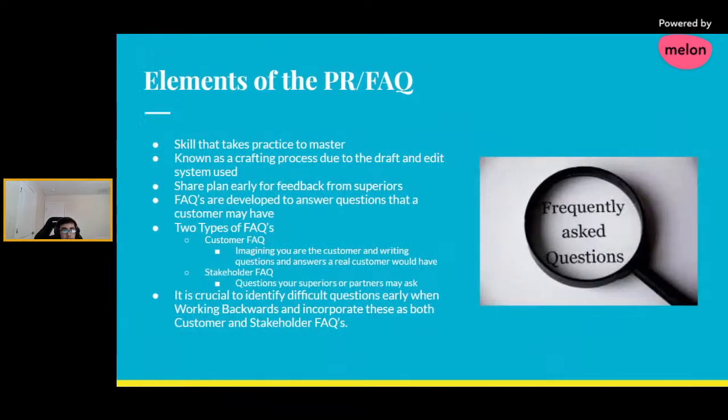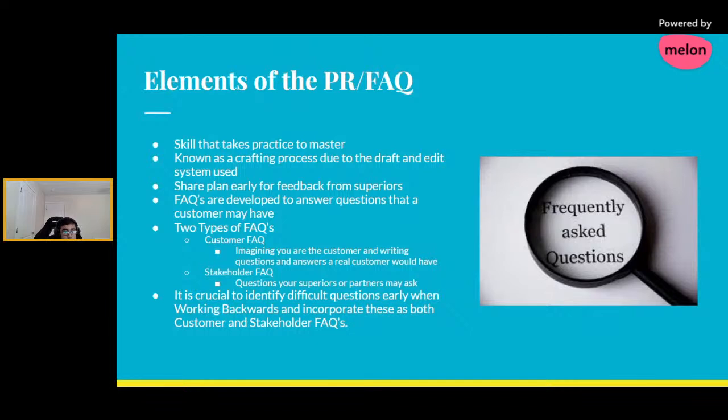Okay, now for elements of the PRFAQ. It's a skill that takes practice to master, and it's known as a crafting process due to the draft and edit system used. It's a shared plan. In order to have a successful PRFAQ, you have to share a plan early for feedback from your superiors.